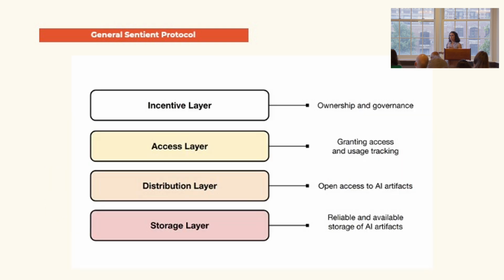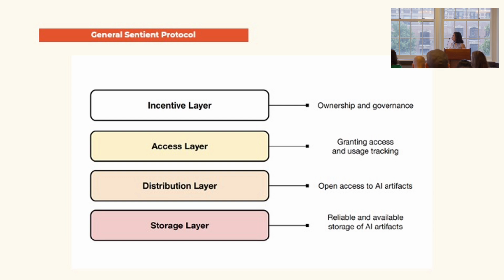This brings us to a more general protocol for Sentient, which is a 4-layer design. Starting from the bottom, we have the storage layer that provides reliable and available storage for the AI artifacts. On top of that, we want to be able to distribute these AI artifacts among people so that they can retrain it, they can use it, and we want to enable open access here. But at the same time, we want to be able to track each usage, each query that goes into these models, into these AI artifacts. That's where the access layer comes in.